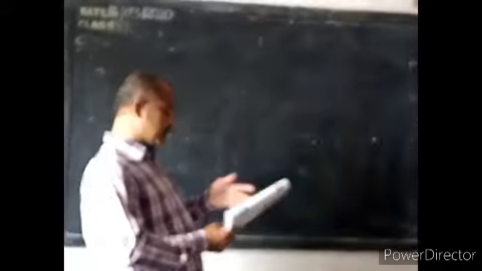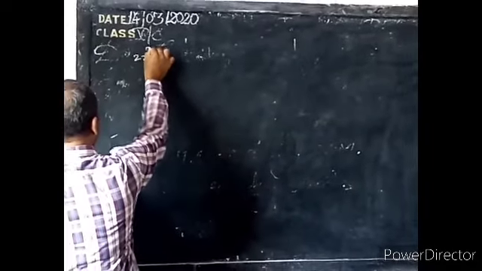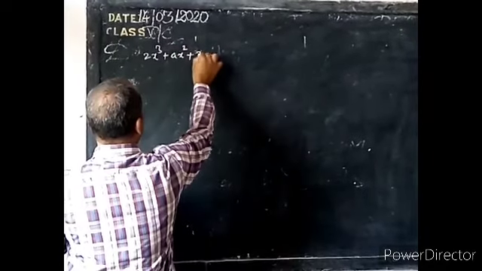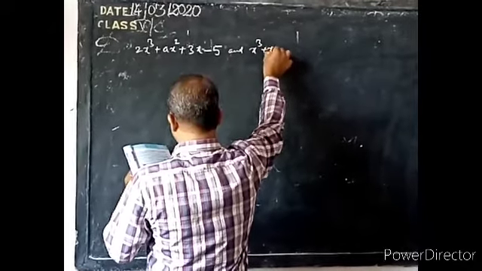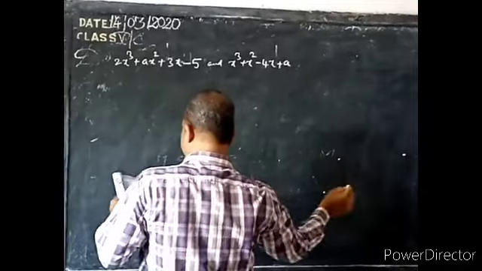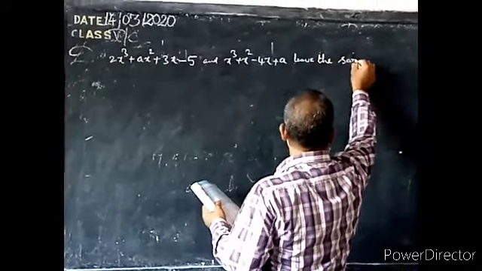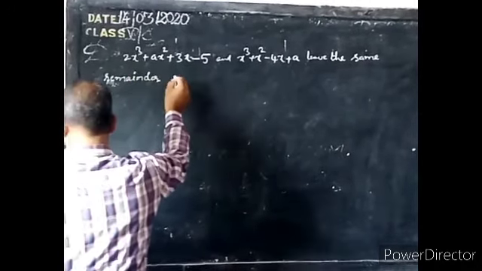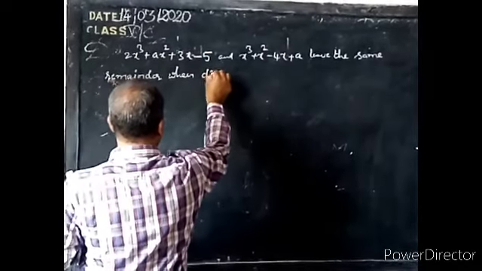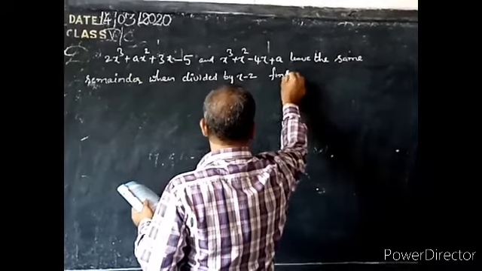Now the fifth one, exercise 2.3, fifth question. If the polynomials 2x cube plus ax square plus 3x minus 5 and x cube plus x square minus 4x plus a leave the same remainder when divided by x minus 2, find the value of a.